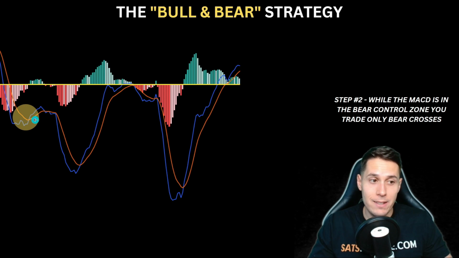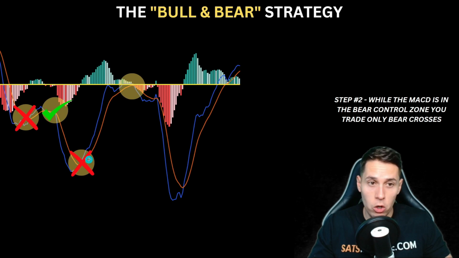So do we take this cross, yes or no? This is a bull cross in the bear control zone. Not at all, we ignore it. Do we take this cross, yes or no? This is a bear cross in the bear control zone, so we absolutely take this trade. This is a bull cross in the bear control zone, we ignore it. Bear cross in the bear control zone, that's what we want. And bull cross in the bear control zone, we ignore.